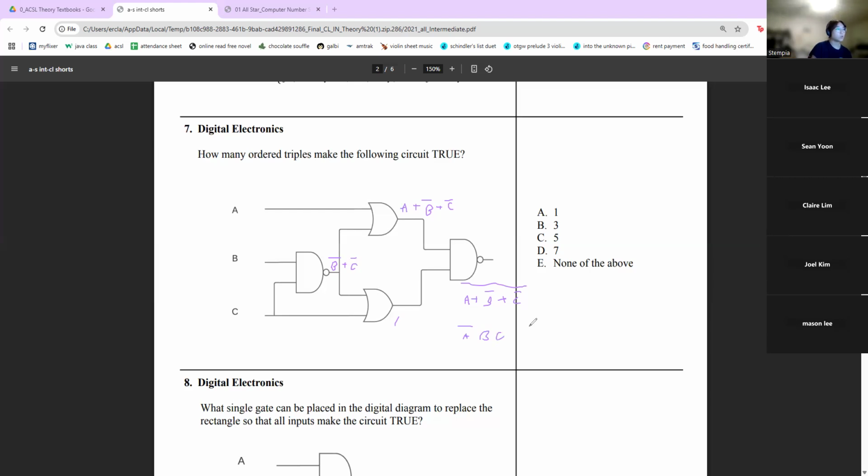There's only one ordered triple that could possibly make this true because there's no or operator here. It's just one set of Boolean bits, one set of bits that make up a singular triplet that can make this true, right? And that's when A is going to be 0, B is going to be 1, and C is also going to be equal to 1. The answer to this is going to be A.